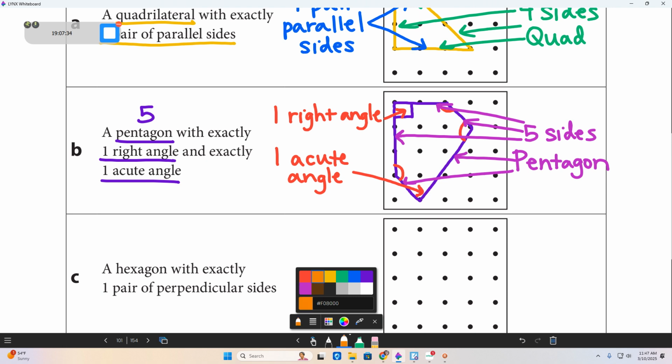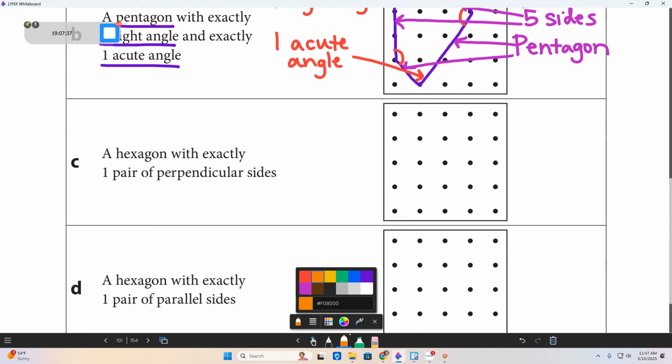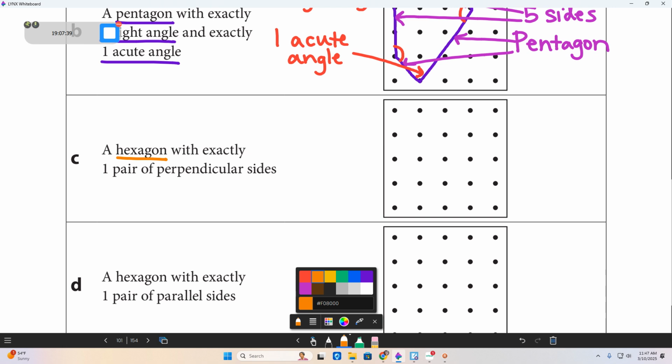Moving on, letter C, a hexagon. A hexagon means that it has 6 sides. Hexagon has an X in it, just like the number 6 has an X in it. A hexagon with exactly one pair of perpendicular sides. Okay, so maybe, let's see, one pair of perpendicular sides. Okay, perpendicular means that it has to have a right angle. So let's do a right angle. That makes that side and that side perpendicular to each other. And then I just need to make sure everything else is kind of funky looking, so nothing else is perpendicular.